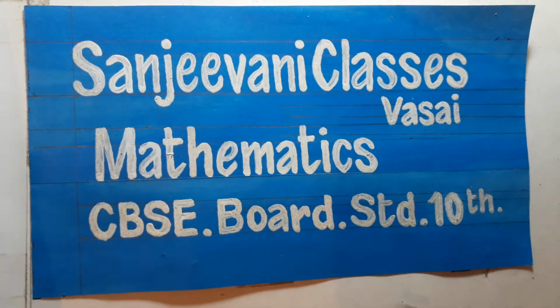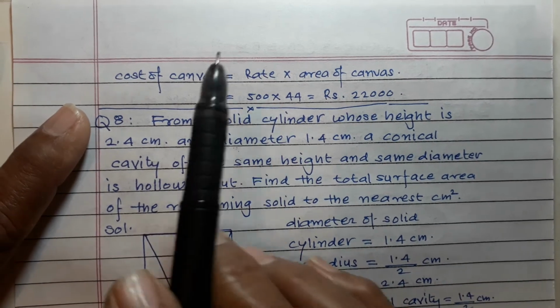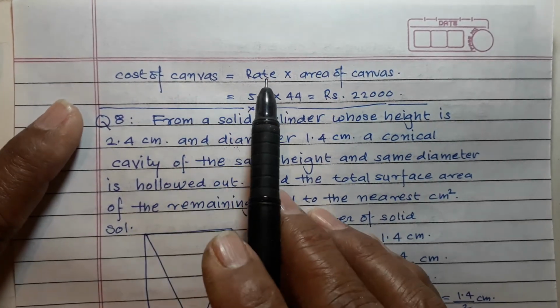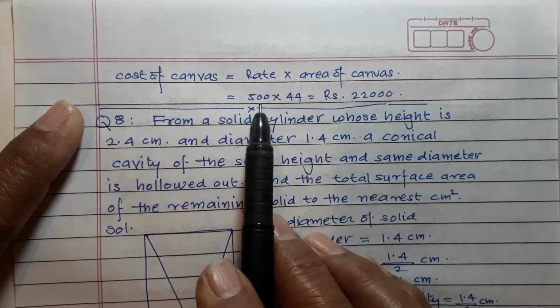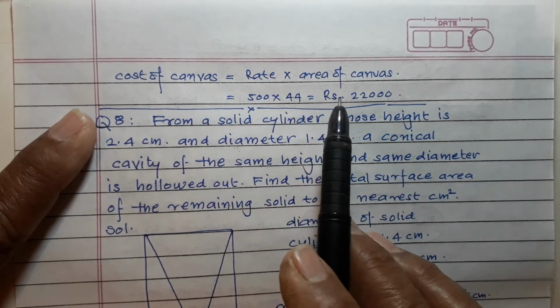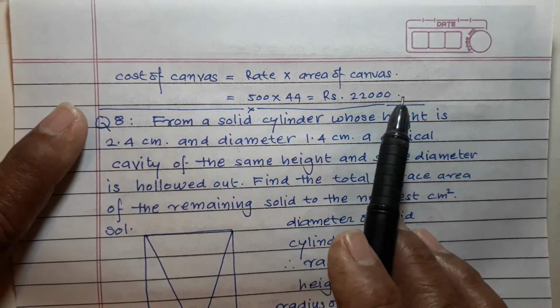Okay, and then find the cost of canvas using the rate. Now cost of canvas is equal to rate into area of canvas, which is equal to 500 into 44, which is equal to rupees 22,000.